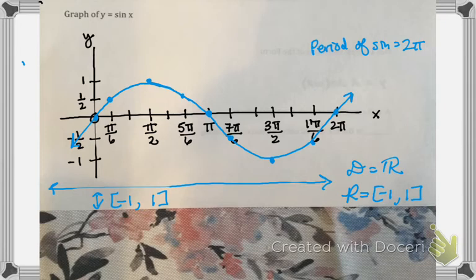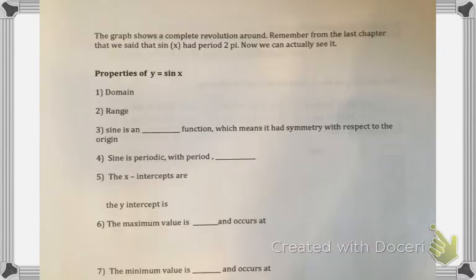Okay, so let's look at the next page, and please refer to your graph and your notes to answer the following questions. So once again, your graph shows the period of 2 pi. By the way, period can be represented with a letter T, and you can say T equals 2 pi. And we're going to actually learn a formula in a couple minutes that deals with T. So the properties of sine. The domain is all real numbers, and in interval notation, it's going to be negative infinity to positive infinity.